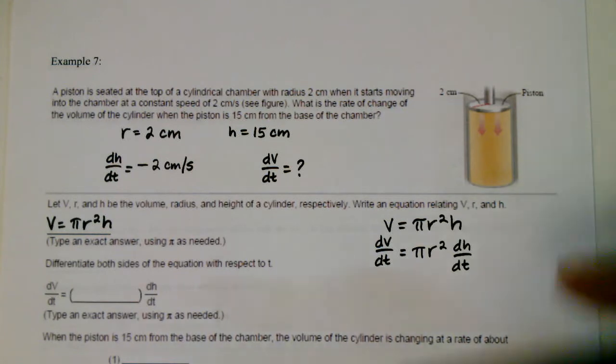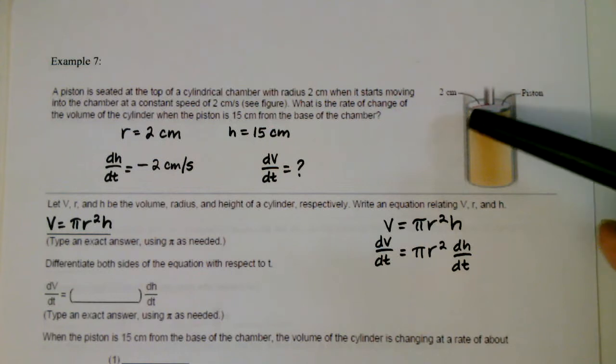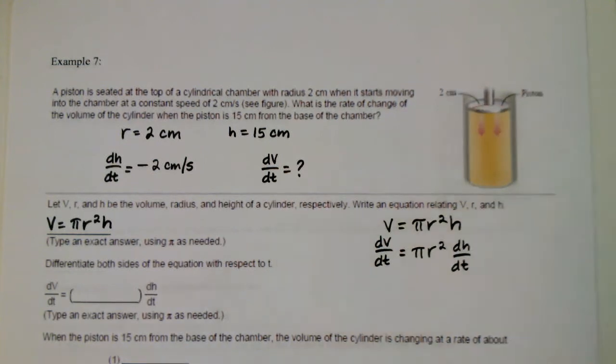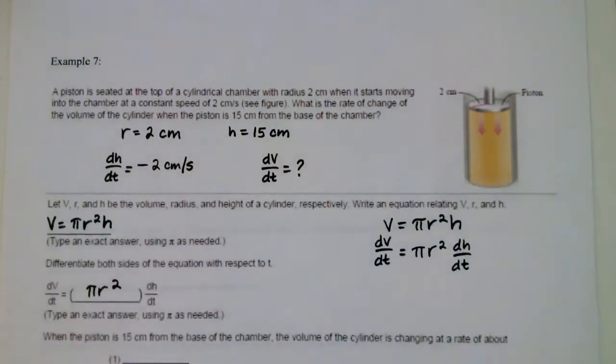Now, the only reason why I did not take the derivative of r squared is because this radius is not changing on this piston. The piston is going in, but the radius will still remain 2 centimeters, no matter what. That radius is not going to change. So my dV/dt will be equal to pi r squared times dH/dt.